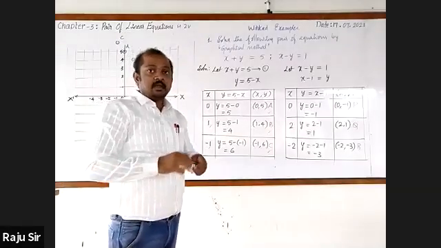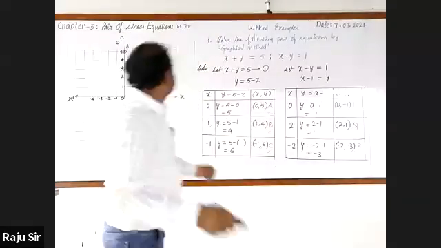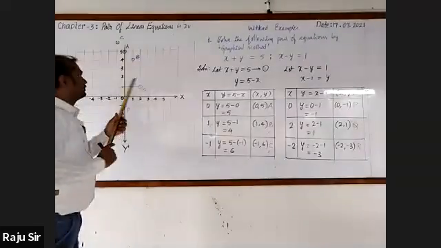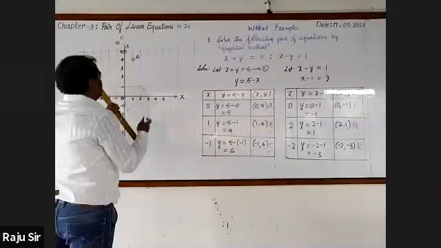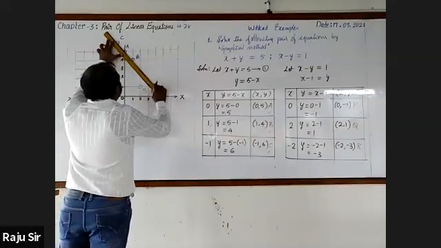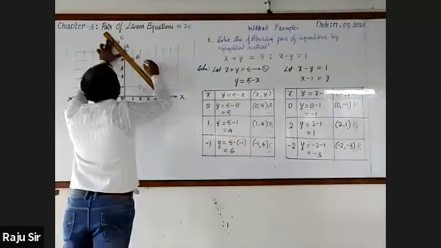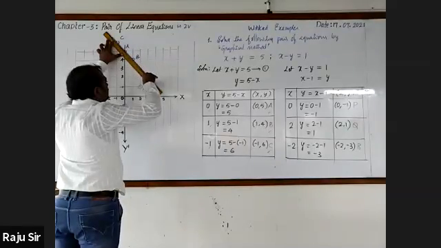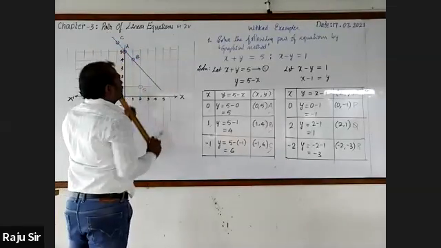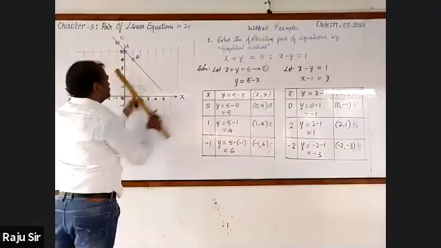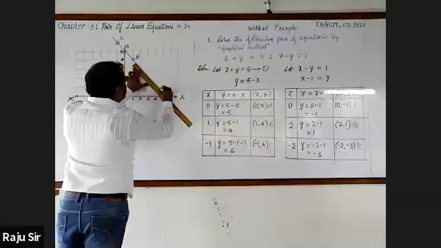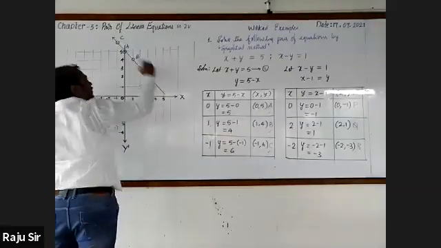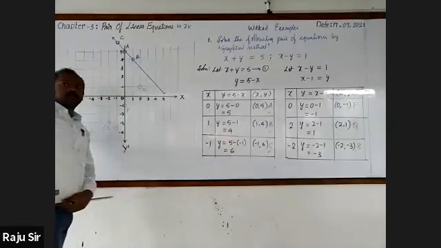Now, let us go for joining the points A, B, and C. Here, I'm drawing the line. And you may extend the line also, because you have to write the equation. I mean, extend the line and show the arrow marks on either side. Next.